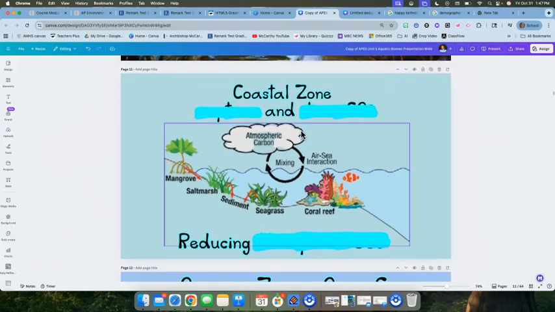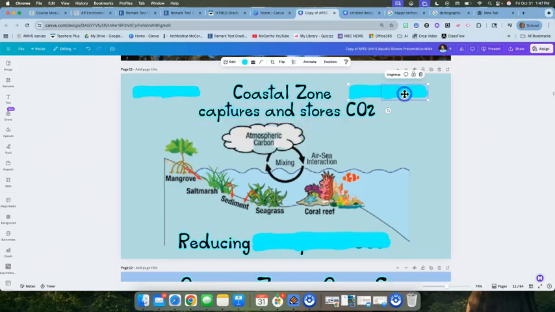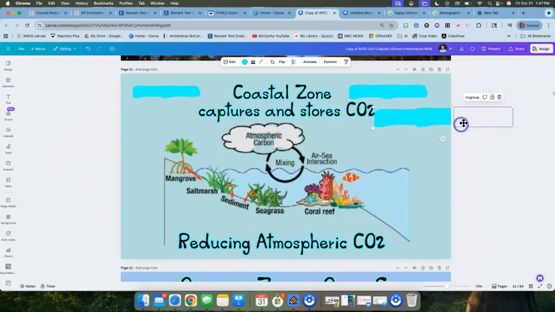Now, the last thing I want you to know today is the coastal zone. And this goes back to Unit 2, when we learned about cycling of matter. What can the ocean absorb? Yes. It is a capture and store of carbon dioxide, which means it's going to reduce atmospheric carbon dioxide. And as I move to the center of the room, which means it helps which environmental problem? Climate change. Add that to your notes.